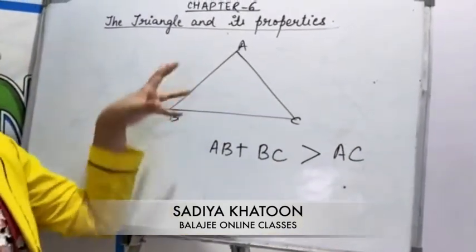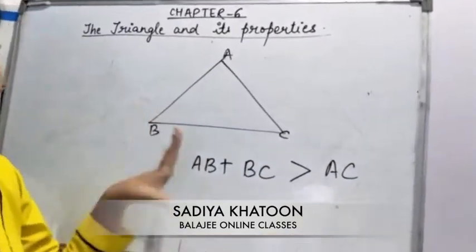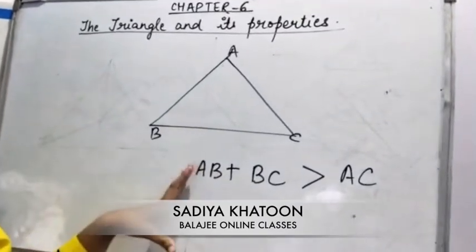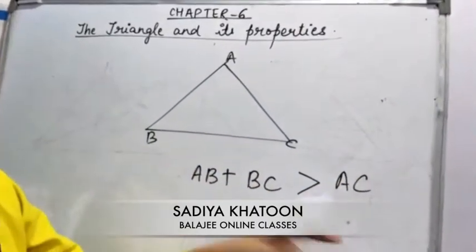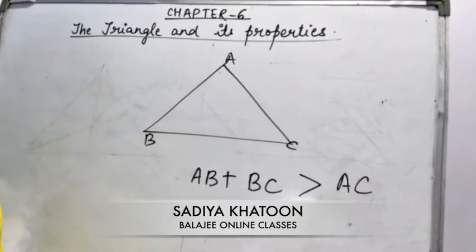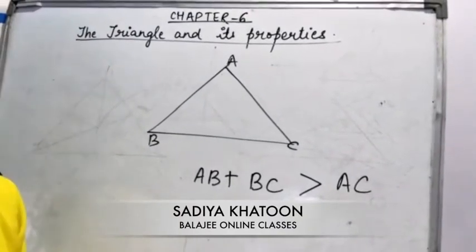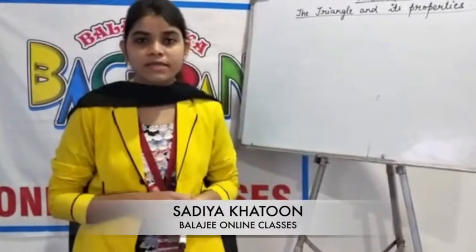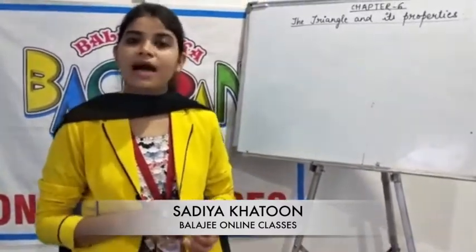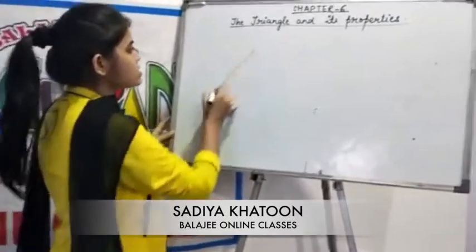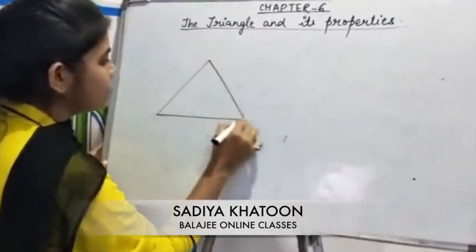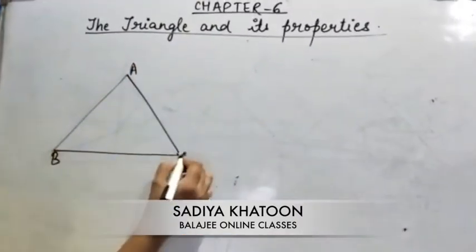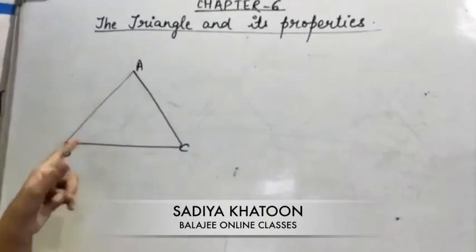It means the sum of any two sides in a triangle is always greater than the third side. So this was the third property of triangles. Children, let me tell you some of the important properties of equilateral triangle and isosceles triangle. So this is an equilateral triangle ABC. Equilateral triangle means having all the sides equal.